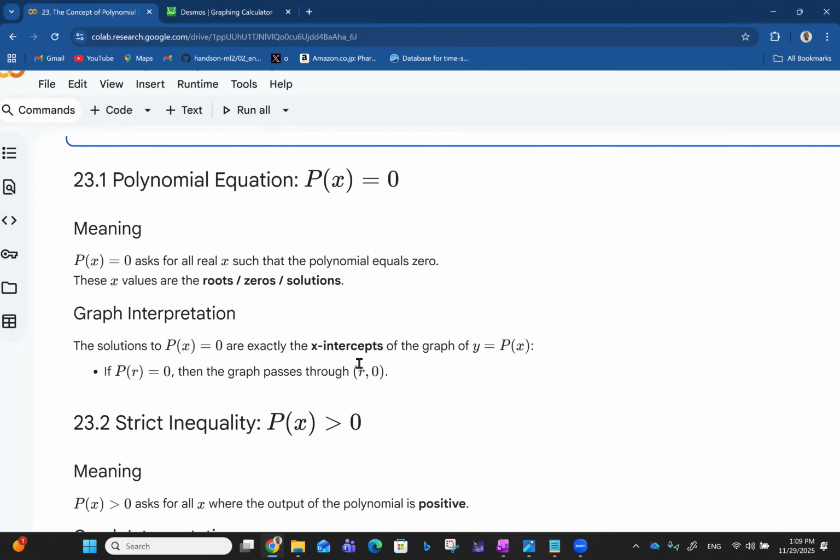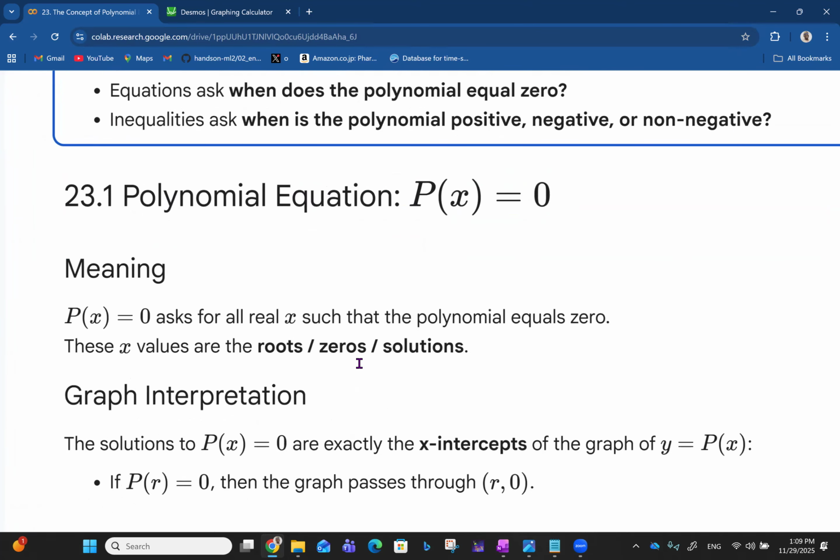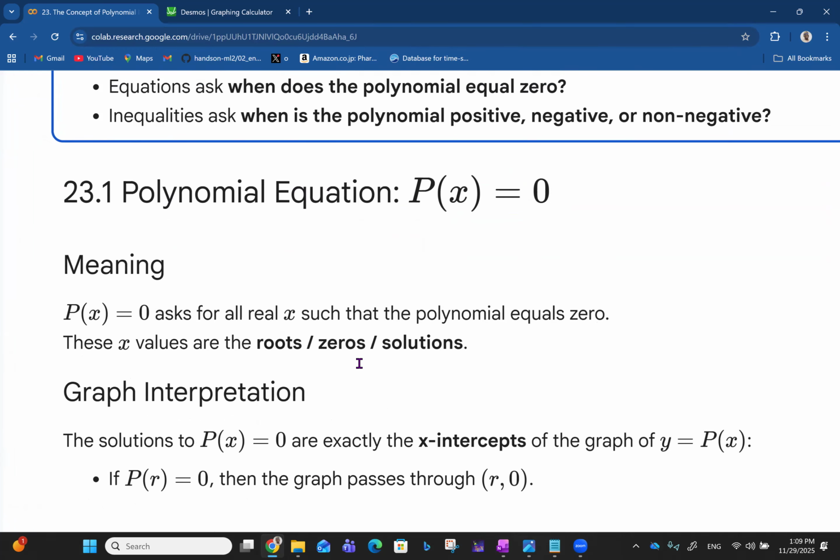So starting with the polynomial equation, P of X equals 0. We've dealt with that a lot of times. The meaning of P of X equals 0 is this: it asks for all real X such that the polynomial equals 0. These X values are called the roots, or the zeros, or the solutions of the polynomial. That is the polynomial equation.